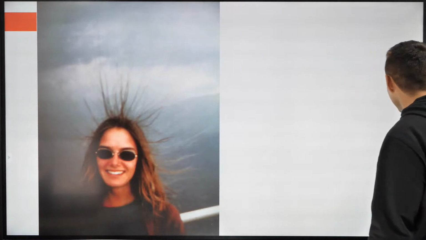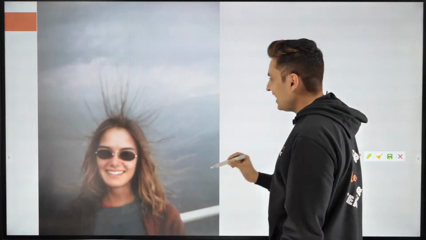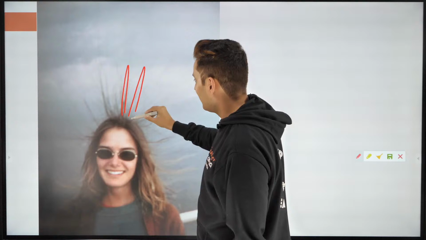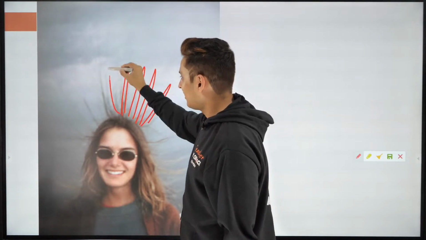So I'll tell you what it is. Her hair is standing. I don't know whether you can see it, but her hair is standing like this.